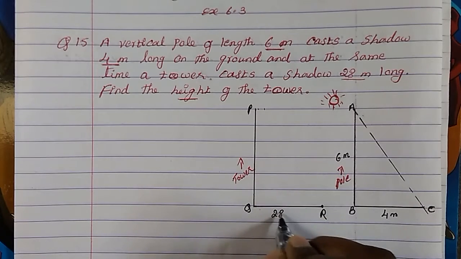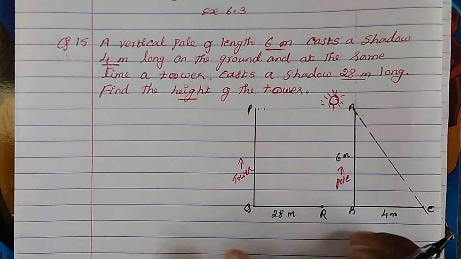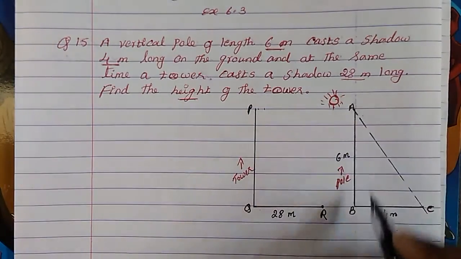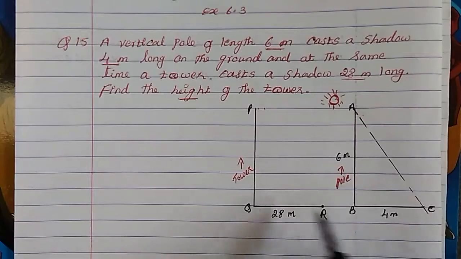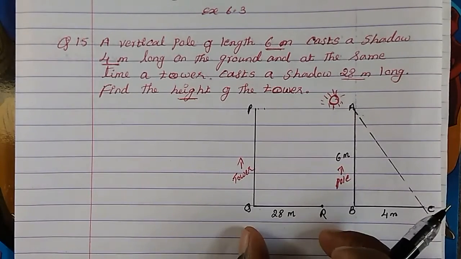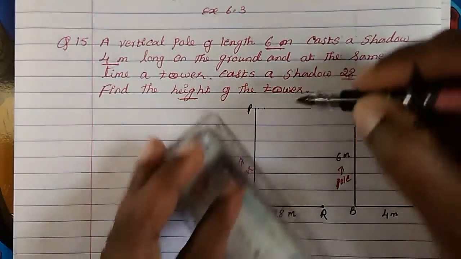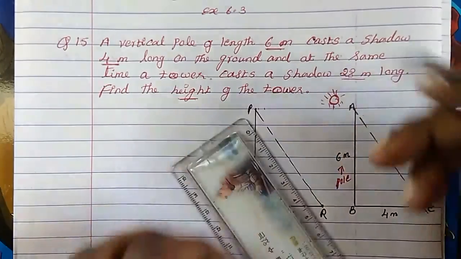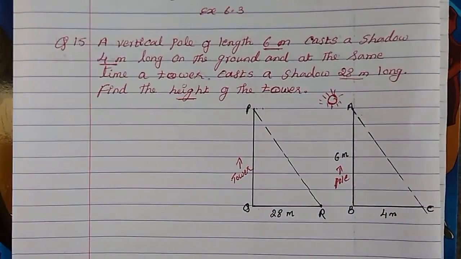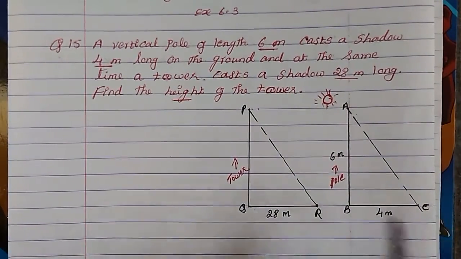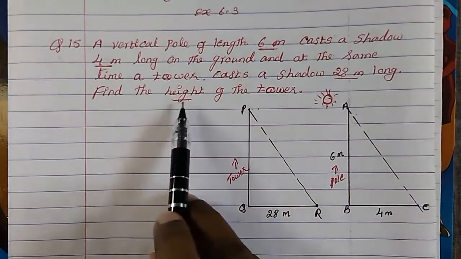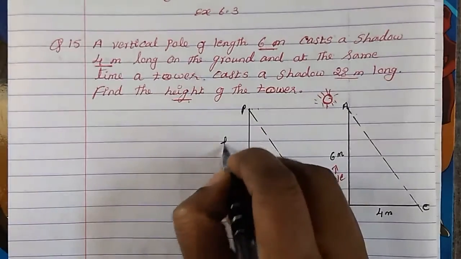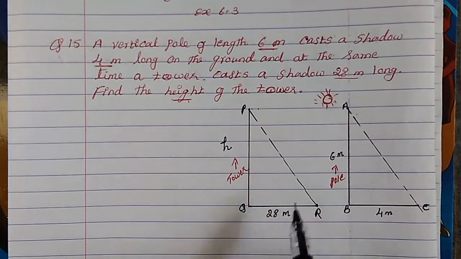Okay. So it is casting a shadow of 28 meter because the sun is in the same position, and therefore here the pole is casting the shadow of 4 meter, and here the tower is casting a shadow of 28 meter. Okay, so this also I will join it. Then it becomes the triangle. The figure is complete now, but what we have to find out is the height of the tower. That means we have to find the height of this tower.